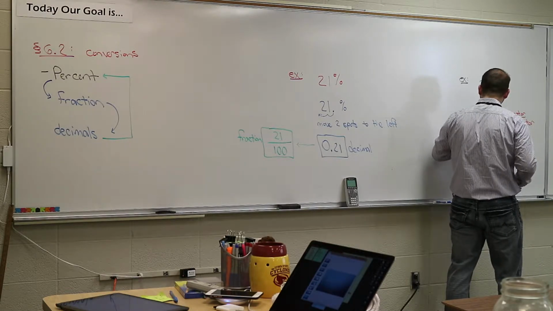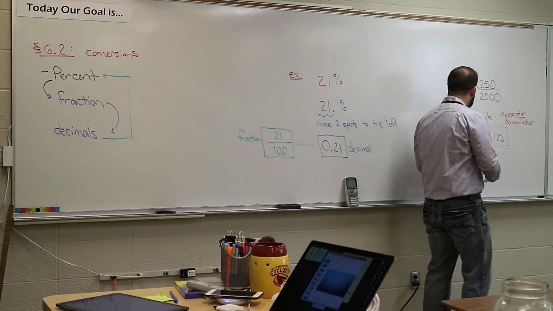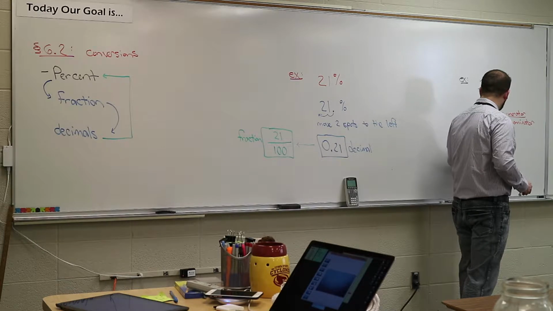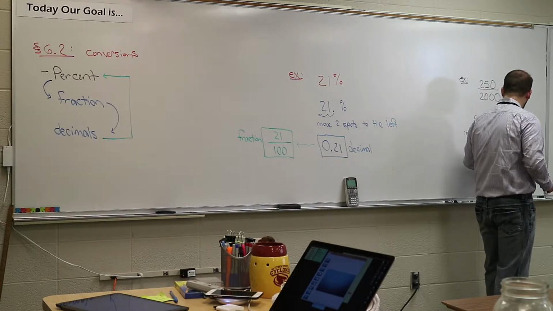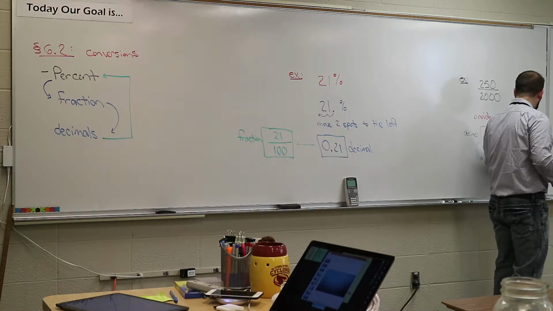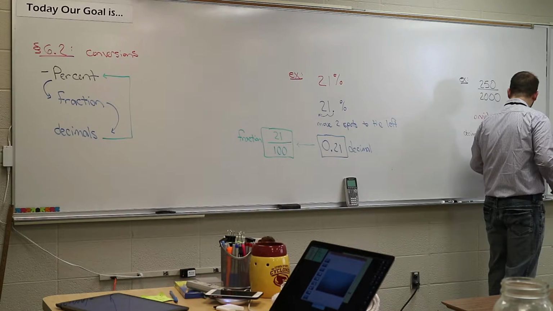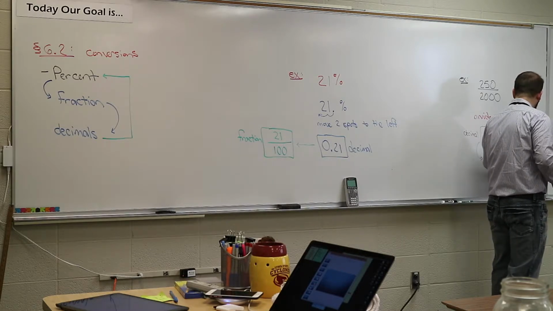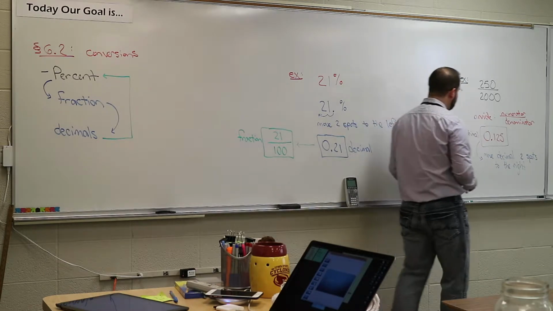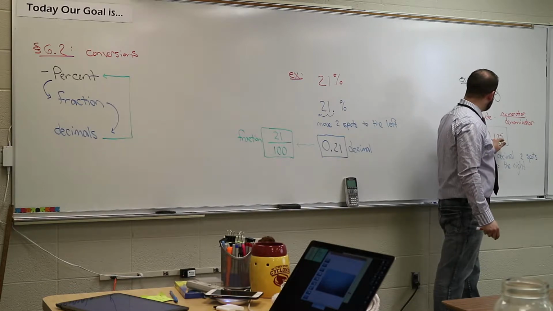And then, since it's in decimal form, if you need to change this to a percent, you're going to move the decimal 2 spots to the right. To the right. Now, if I move that decimal 2 spots to the right, that direction, what's my percent going to be? That direction, yep. 2 spots right.